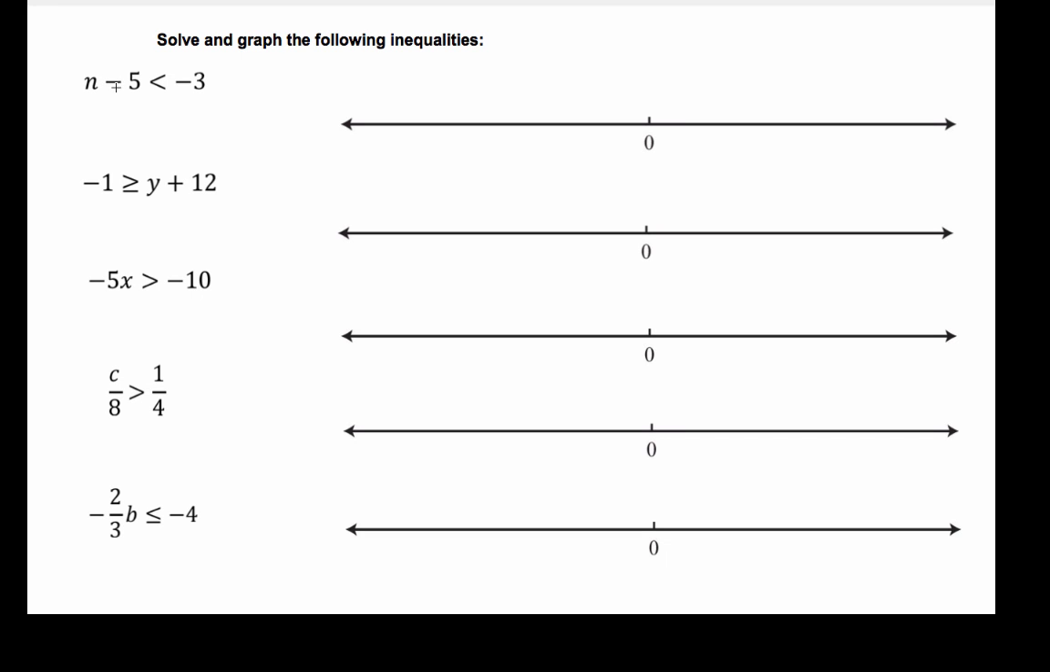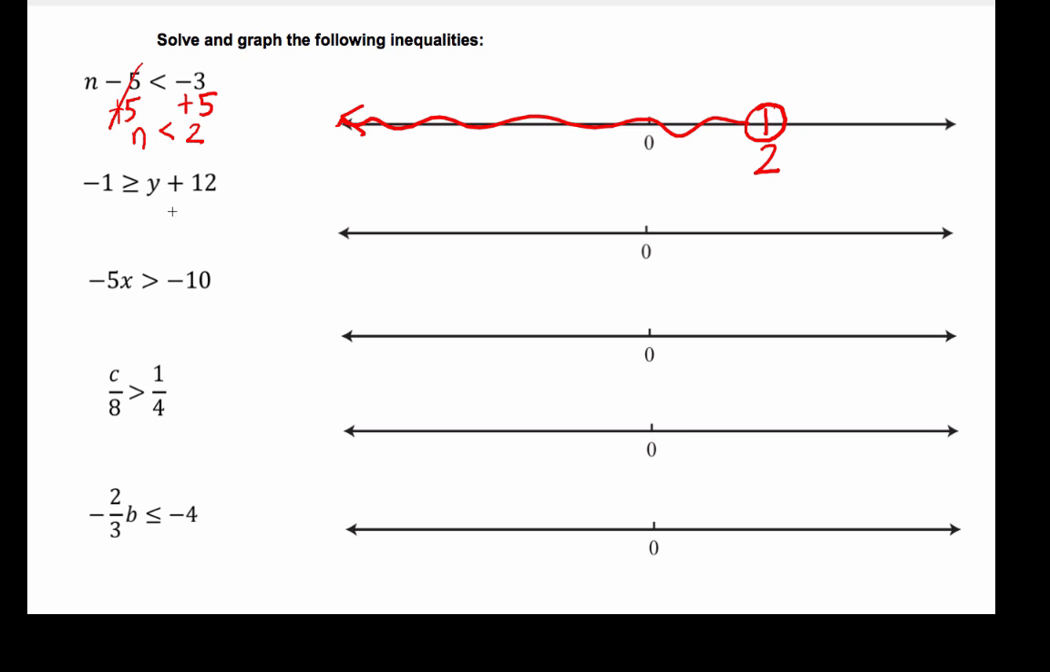Our first inequality, n minus 5 is less than -3. So we're going to add 5 to both sides because we're subtracting 5. We're trying to isolate n, so we add 5 to both sides. This makes a 0, so we isolate n. n is less than -3 plus 5, do it exactly as it reads, is 2. On a number line, here is 0, so 2 is going to be over here. Less than 2, open dot. Less than 2, everything to the left. There's our graph.